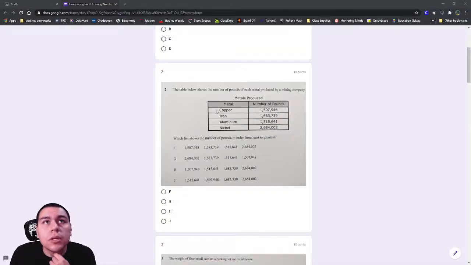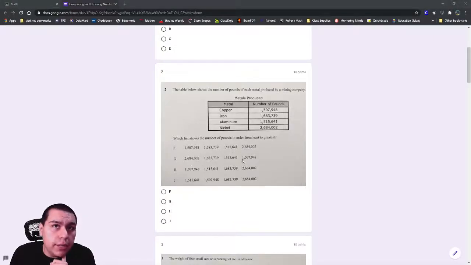Question number two. The table below shows the number of pounds of metal produced by a mining company. These are metals. Here's how many pounds they make. Which list shows the number of pounds in order from least to greatest? Again, here's the metals. Pounds. Which list shows the number of pounds in order from least to greatest?